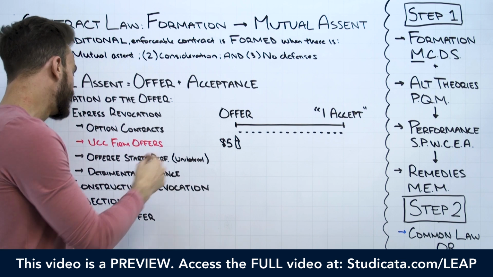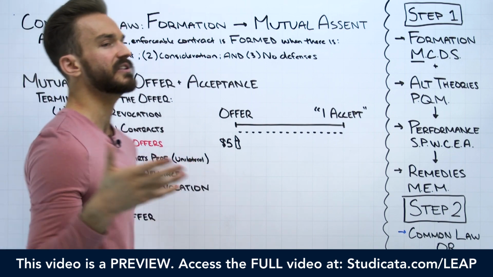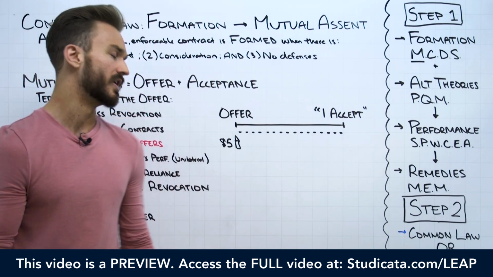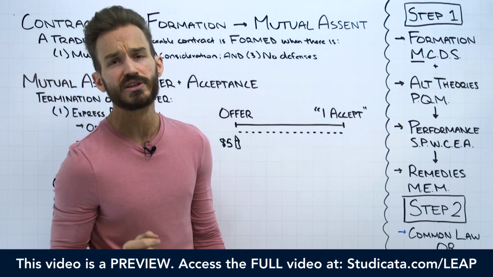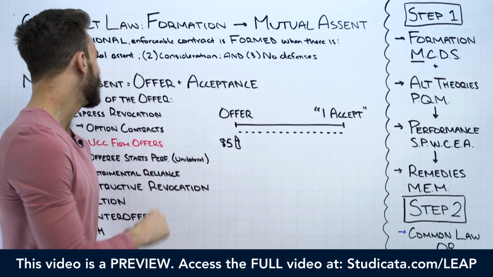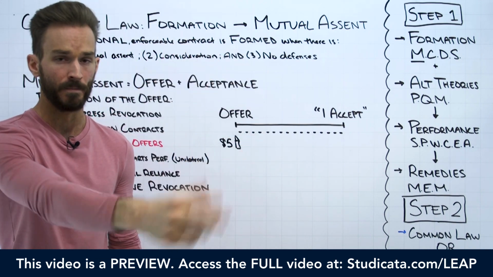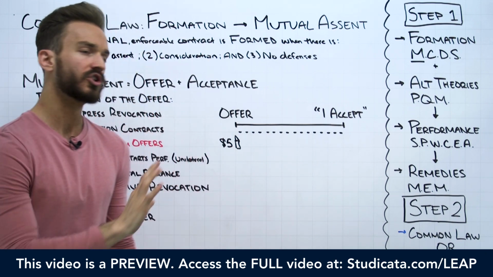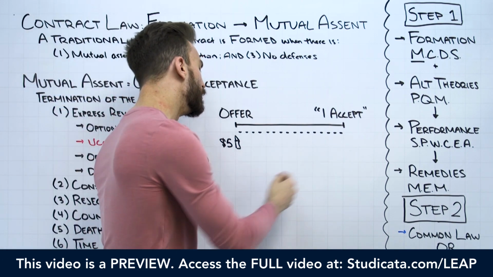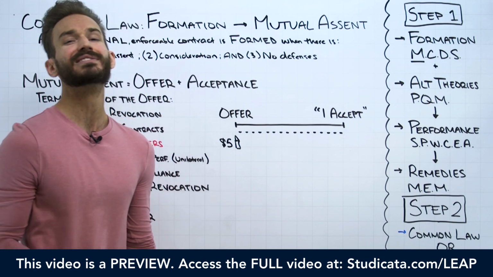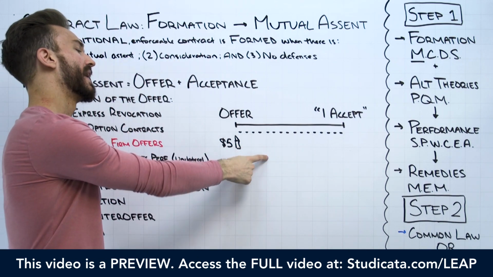Now, the key to recognize the difference between a UCC firm offer and an option contract, other than obviously that UCC firm offers only apply to purchase or sale of goods and only to merchants, and it has to be in writing, is this: a firm offer does not require additional consideration to hold it open. If we have a merchant and a signed writing, there's no need for additional consideration. For an option contract to hold an offer open, to actually make the offer irrevocable, the offeree has to pay additional consideration to hold that offer open.